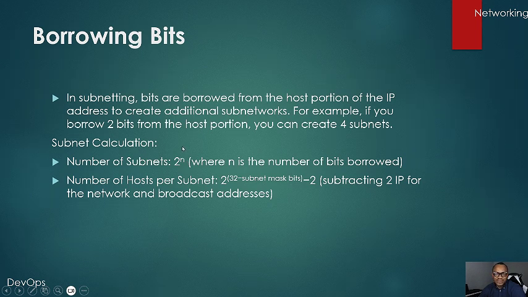Same size of subnet. If you borrow 5 bits, 2 raised to power 5 gives you 32. That means you can create 32 subnets. That's just that. So the remaining portion of the IP address will be used for the host. So just subtract your subnet mask bits from 32, and the remaining portion will be for the host.